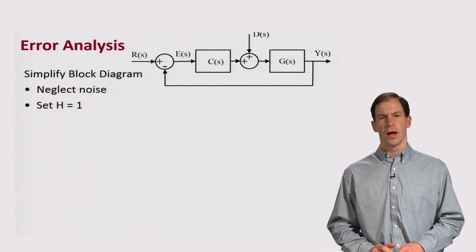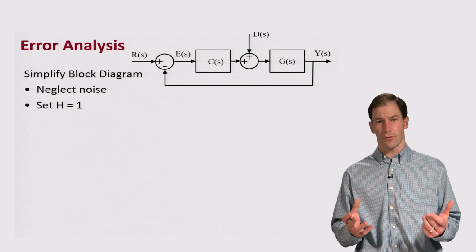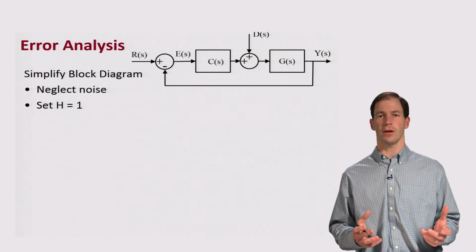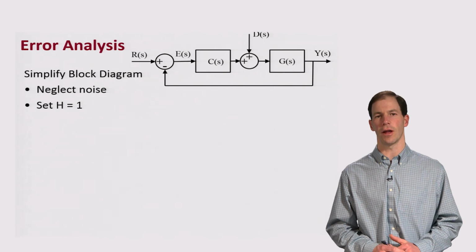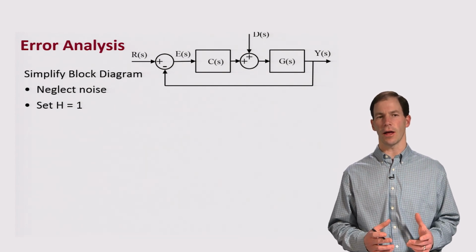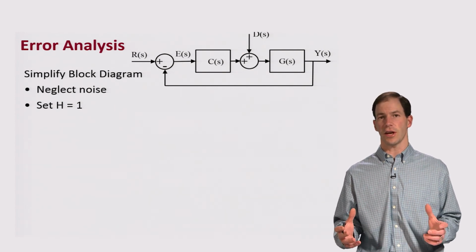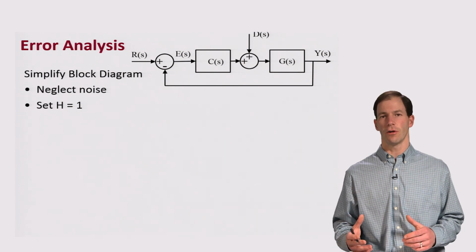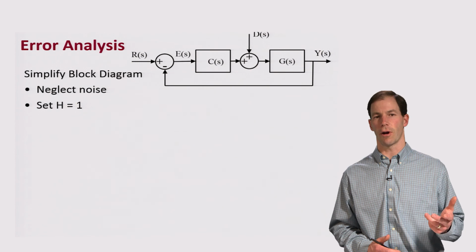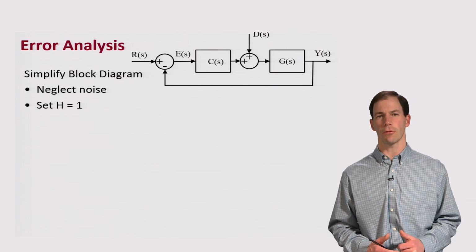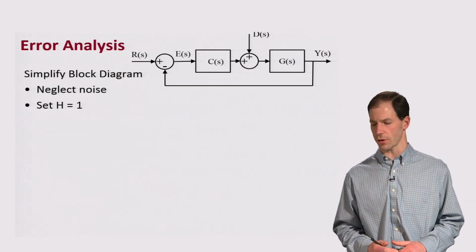So now that I've created a controller, or some form of a controller, how do I determine how well it's working? One way we can do this is through error analysis. And the idea of error analysis is saying, at steady state, how much error do I have for various inputs? And so I can look at it with respect to the reference tracking, or with respect to the disturbance, or things like that.